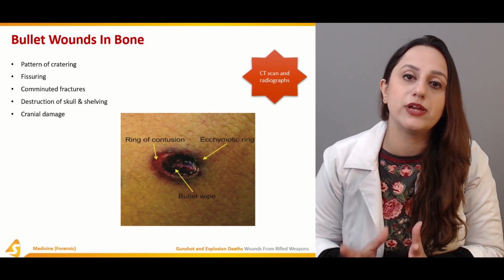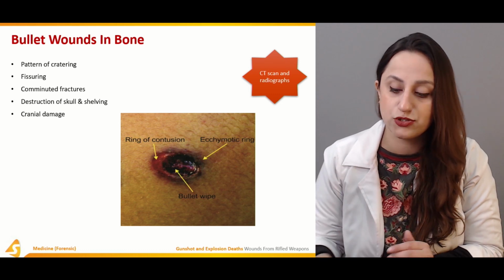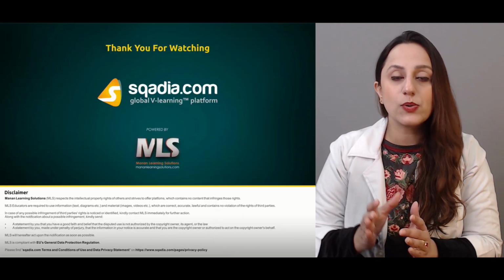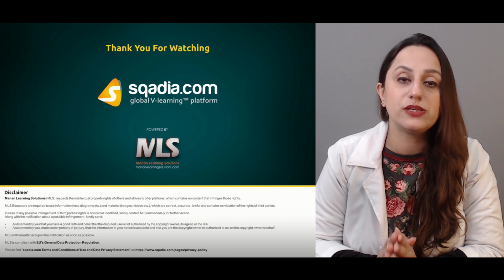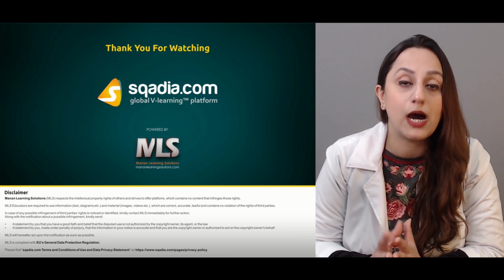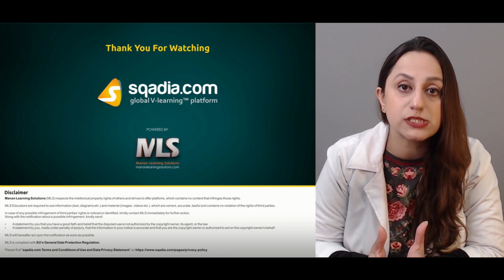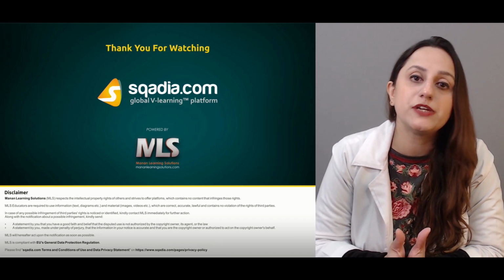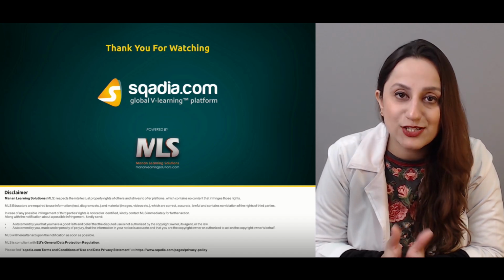CT scans and radiographs are the mainstay of investigations over here. So in this section, we dealt with the rifled firearms and how these weapons are more important, why they are important, and what kind of injuries they can cause. That is the end of this section.